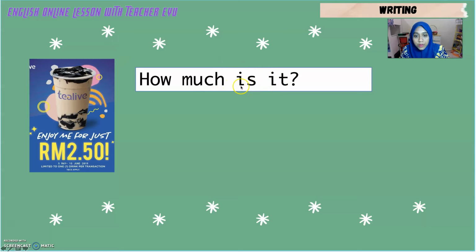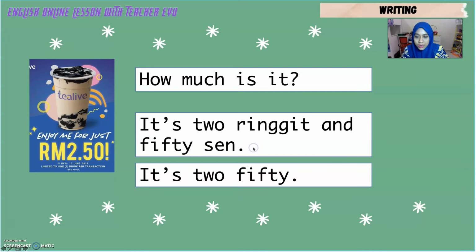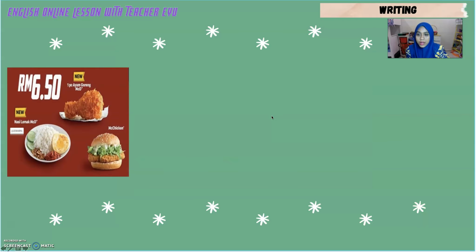We use is it. Kita guna is it because the thing is singular. Sebab benda tu satu. So kita guna is. So how are we going to answer? Macam mana kita nak jawab? Firstly, we can answer like this. It's RM2.50. Or we can say it's $2.50. Kalau tak nak jawab macam ni, kita boleh jawab macam ni. Jawab it's $2.50. $2.50 maksudnya RM2.50.